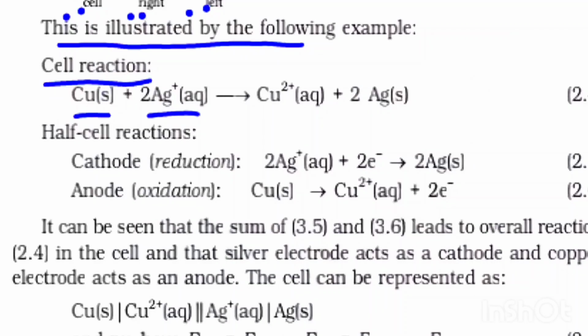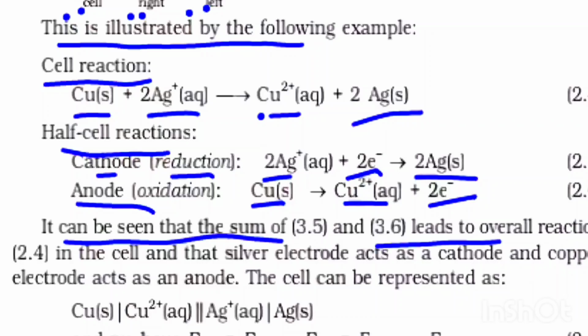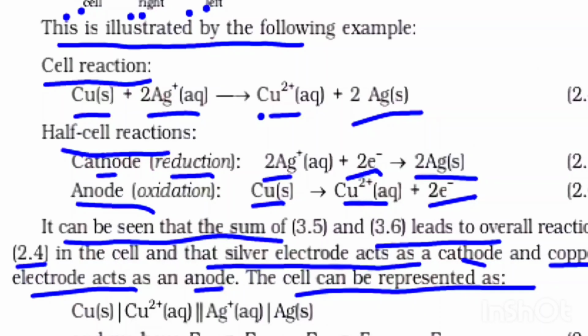Cell reaction: Cu(s) + 2Ag+ gives Cu2+ + 2Ag. Half cell reactions: cathode reduction, 2Ag+ + 2 electrons gives 2Ag solid. Anode oxidation: Cu gives Cu2+ plus 2 electrons. It can be seen that the sum of the reactions 3.5 and 3.6 leads to the overall reaction 2.4 in the cell. The silver electrode acts as a cathode and the copper electrode acts as an anode.